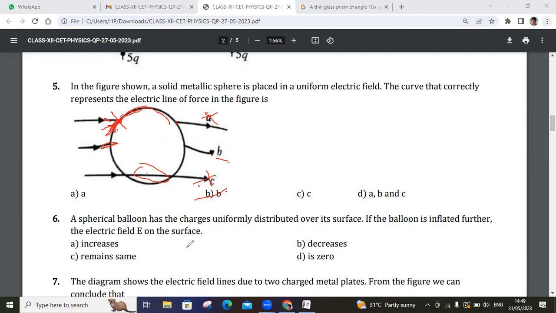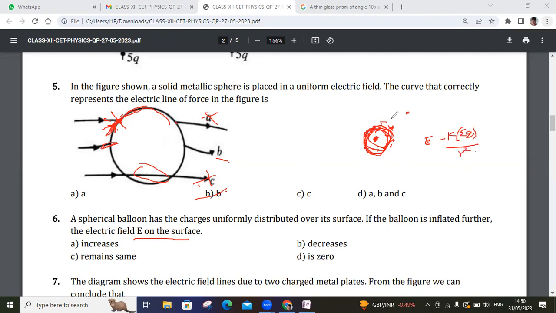A spherical balloon has the charges uniformly distributed over its surface, right? The balloon is inflated further, the electric field E on the surface. So this is the case. Like this balloon is there where charges are uniformly distributed on the surface. So now they are asking electric field on the surface. So if you want electric field on the surface, you can consider all these charges to be concentrated at the center. And electric field at the surface or electric field at any outside point will be as if all the charges are concentrated at the center, correct? So now electric field here will be just K of net Q by R square, correct?